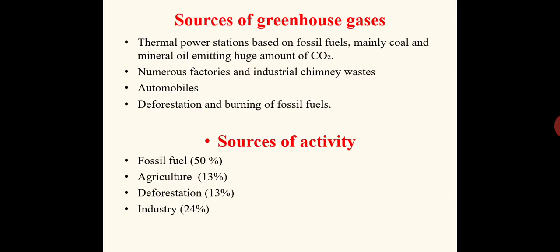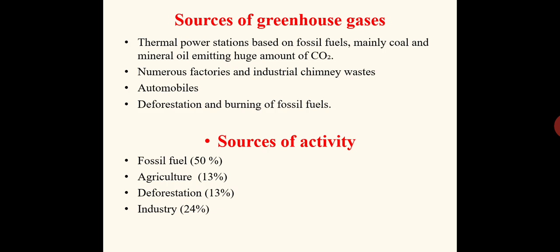Now, sources of greenhouse gases. What are the different sources which create greenhouse gases? The main source of greenhouse gas is thermal power stations based on fossil fuels. Most thermal power stations use coal as the basic fuel. The reason I have already told: coal is the cheapest fuel available. The fuel required in a power station is a very huge amount, so we usually opt for the cheapest fuel. So coal is the best option.